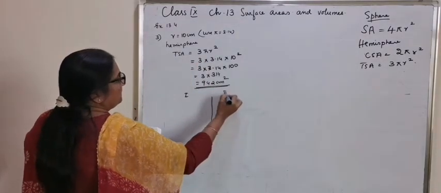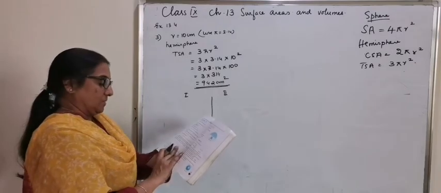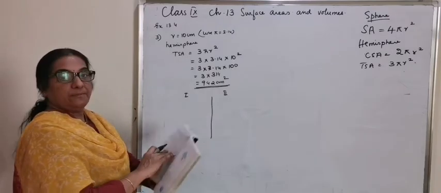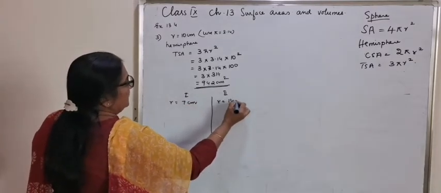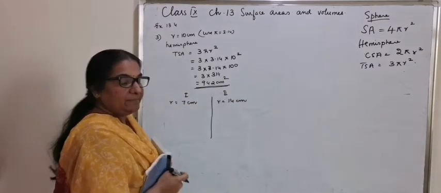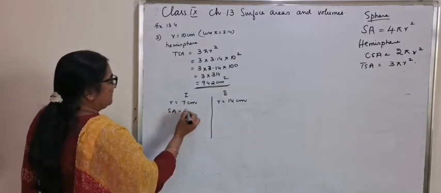The first case, second case. First case, what was the radius of the spherical balloon? The radius is 7 centimeter. Second case, the radius is 14 centimeter. So what will be the surface area?